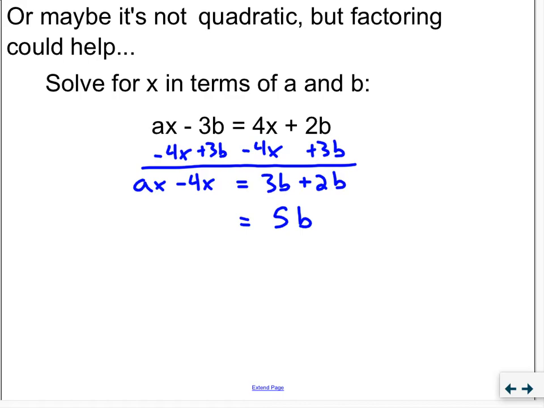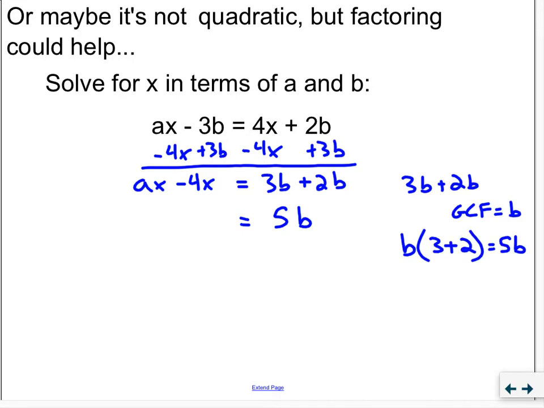But likewise, can we do anything on the left side? Well, the reason why we got 5b is because in this 3b plus 2b, isn't our GCF equal to b? So if we take the b out, we're left with 3 plus 2. And we can add 3 plus 2 together to get 5. So let's do the same thing on the left side. Notice that my GCF on the left side is x. So if I factor out an x, I'm left with a minus 4.